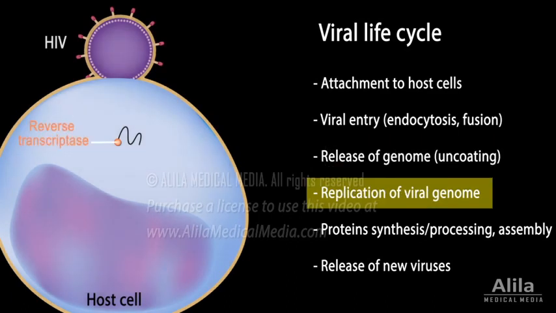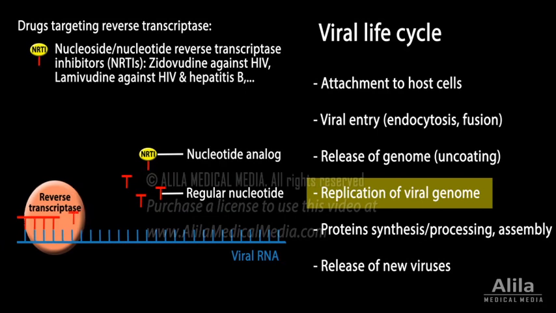Viruses that use reverse transcriptase for replication are usually targeted for this enzyme. Because the process of reverse transcription, converting RNA to DNA, occurs only in these viruses and not human cells, drugs targeting reverse transcriptase are generally safe for humans. Most of these agents are nucleoside or nucleotide analogs.